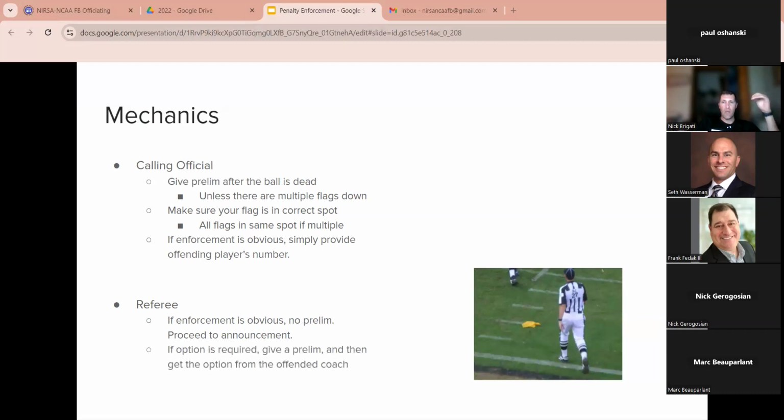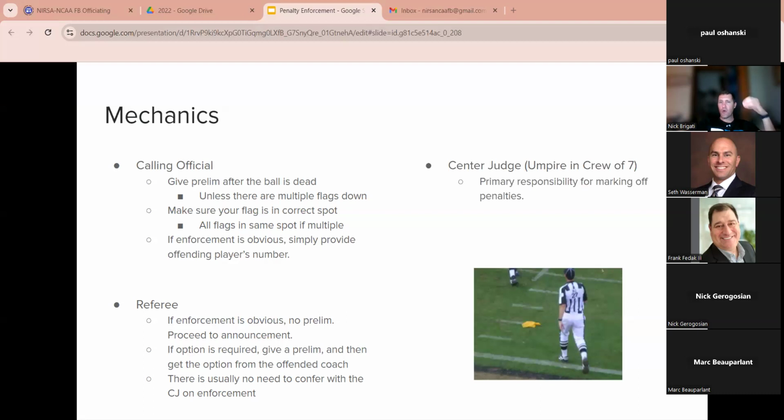If there is an option required, we can go ahead with a prelim and then get the option from the offended coach. I would encourage everybody, when you're dealing with a sideline official, you can facilitate this process so much more quickly when you talk to coaches, when there are options, to just tell the coach what the results of either enforcing or not enforcing the penalty are, and not talk about accept or decline. Like, hey, coach, 3rd and 2 or 2nd and 20. What do you want? You just have to know what that means when he answers that question. That'll speed up your conversations with the coaches, but that does mean that you have to be really good at enforcement and not say the wrong thing.